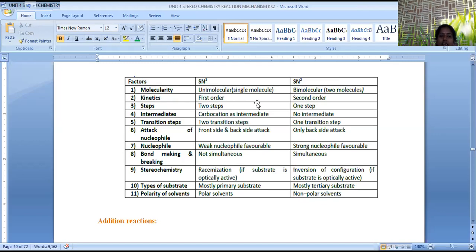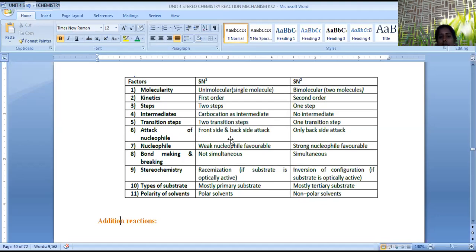SN1 stands for first order kinetics, whereas SN2 stands for second order kinetics. SN1 reaction is always multi-step, meaning two steps are involved in the reaction. SN2 is a single step, only one step involved in the reaction. SN1 reaction proceeds with carbocation intermediate formation, whereas in SN2 reaction no intermediate formation is possible. In SN1 reaction we will get two energy transitions, energy transition 1 and energy transition 2, whereas SN2 reaction has only one energy transition with that pentavalent transition state formation.